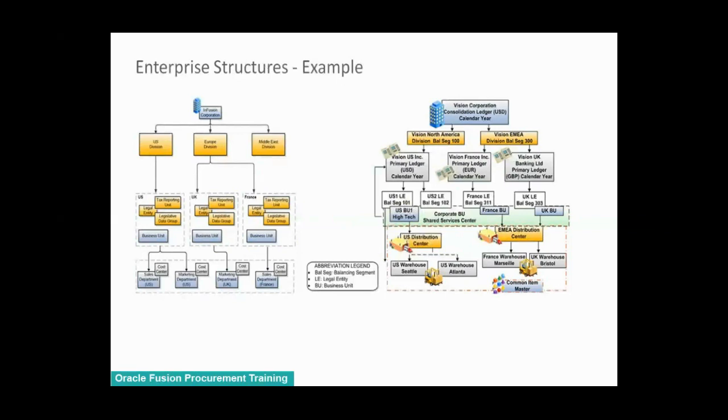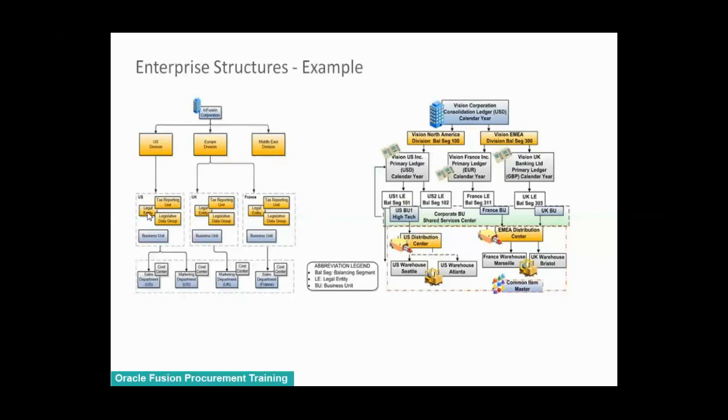Okay. If you take this slide, this is an enterprise and these are the divisions. I told you a division can be based on the line of business or based on the geography. But here the division is based on the geography. So US division, Europe division, Middle East division are based on the geography. It's not based on the product or the line of business here.